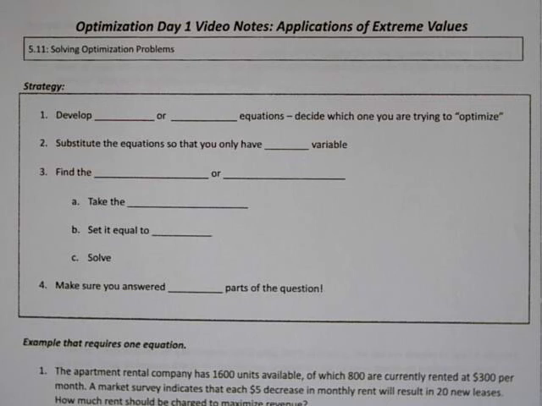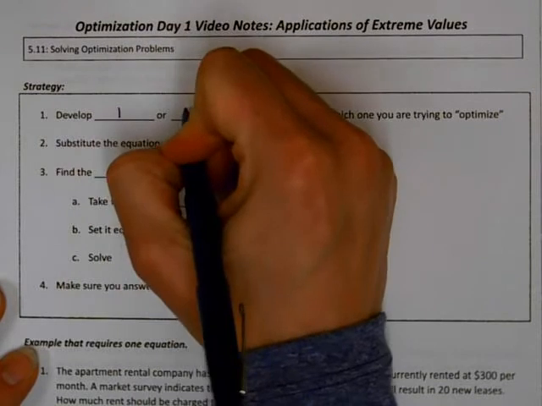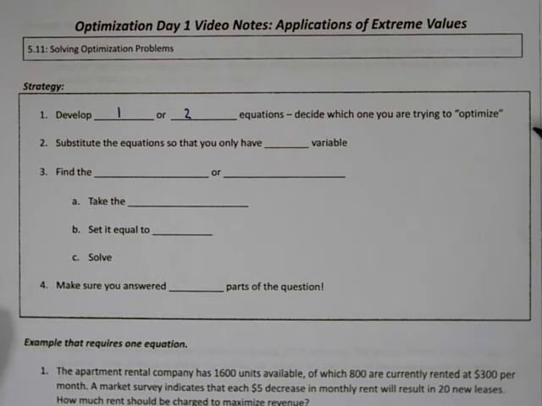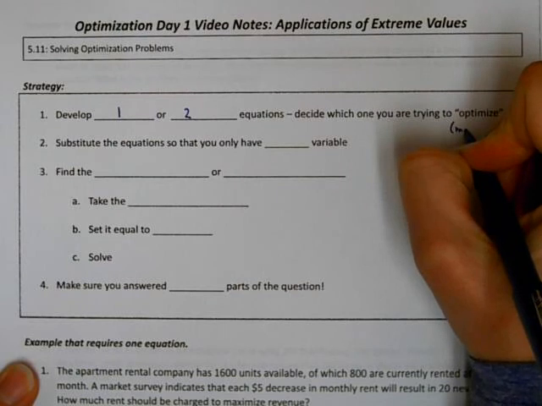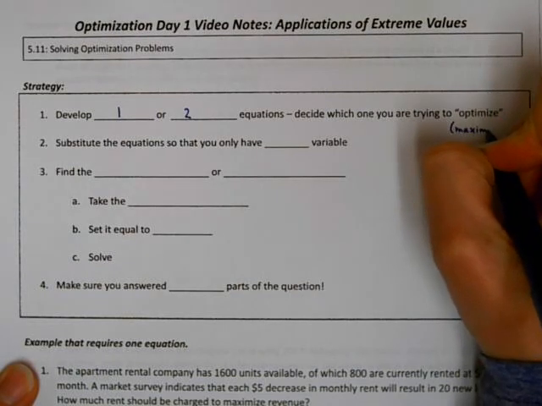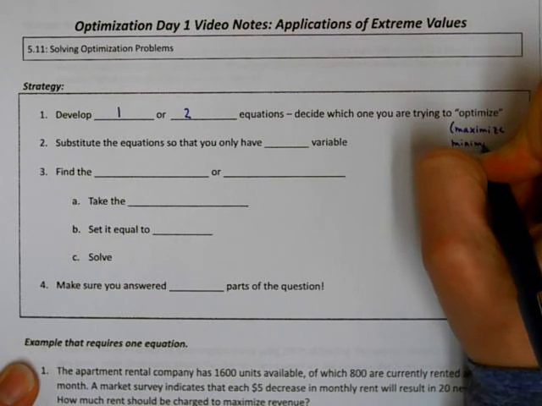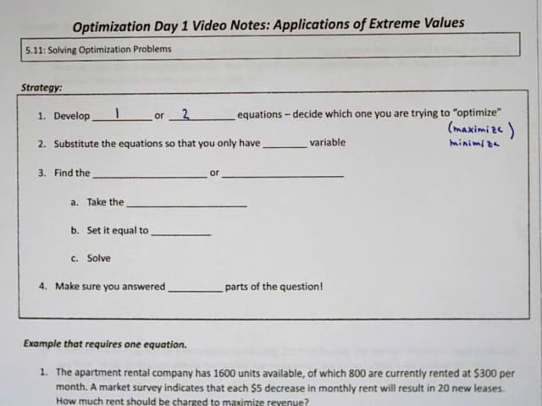these problems work. So in terms of strategy, the first thing we're going to need to do is to develop one or sometimes two equations to model our situation, and we're going to decide which one we're trying to optimize. And again, when we say that, we mean something that we want to either maximize or minimize depending on the scenario. That's what we mean by optimizing it.